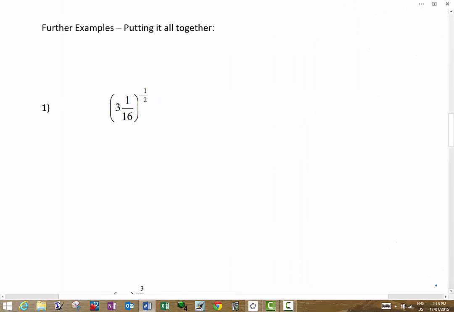Okay, so now it's time to actually apply these rules and use them to evaluate numerical expressions. In this first example, we have 3 and 1/16 raised to a power. I don't know how to raise powers of mixed fractions, so what I need to do is convert 3 and 1/16 to an improper fraction. So 3 and 1/16 is 3 times 16, which is 48, plus 1, so that's 49/16.